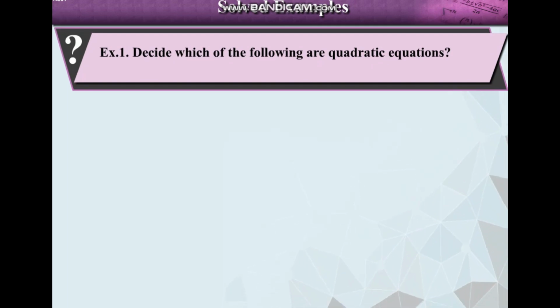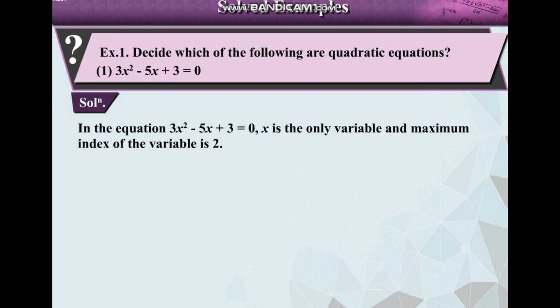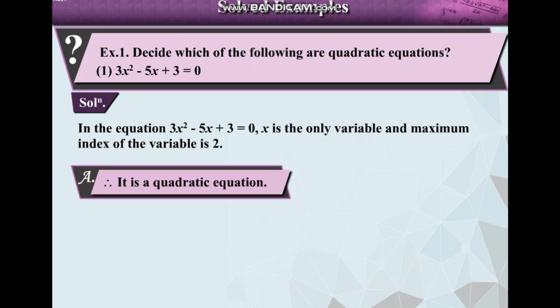Examples. Example 1. Decide which of the following are quadratic equations. 1. 3x² − 5x + 3 = 0. Solution. In the equation 3x² − 5x + 3 = 0, x is the only variable and the maximum index of the variable is 2. Therefore, it is a quadratic equation.